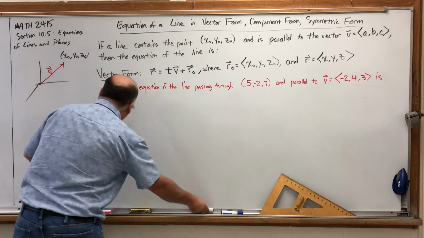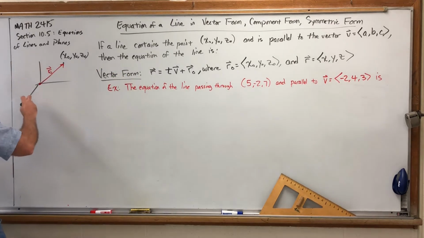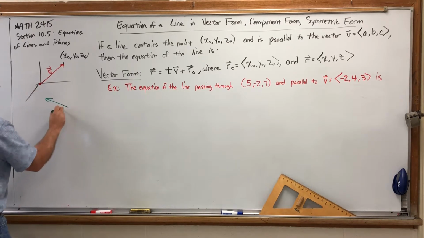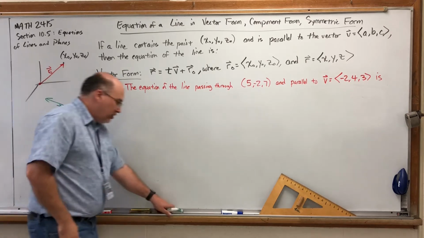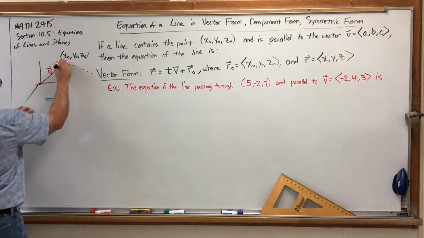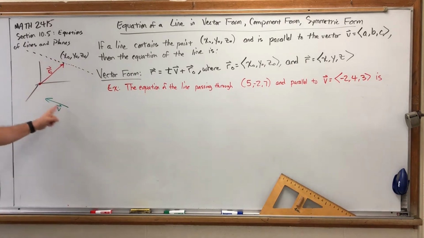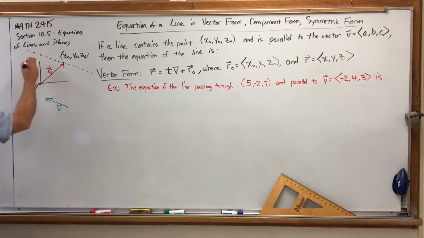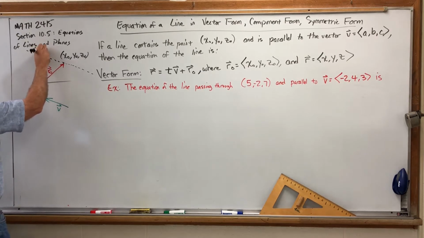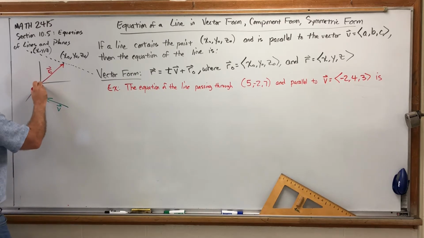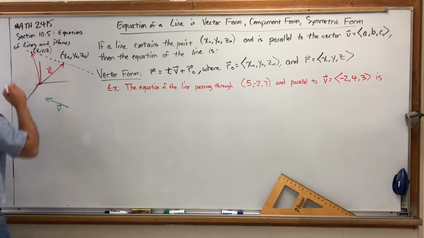Because if we are going through a certain point and we're parallel to a certain vector, for example, let's say we're parallel to this vector v, then the line whose equation we're looking for is this one, that is parallel to vector v but goes through this point. And what the vector r represents is if you pick a generic point x, y, z on this line, then the vector r can be thought of as the vector connecting the origin to that generic point on the line.